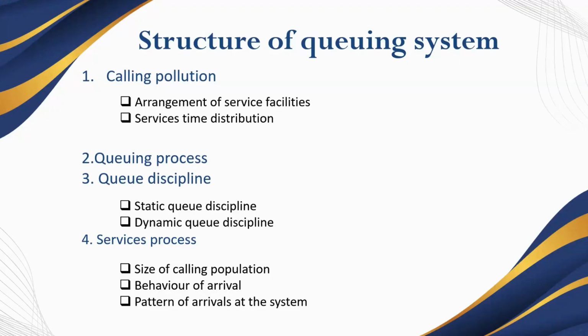The first one is the calling population characteristic. The input applications are calculated by the size of the calling population.